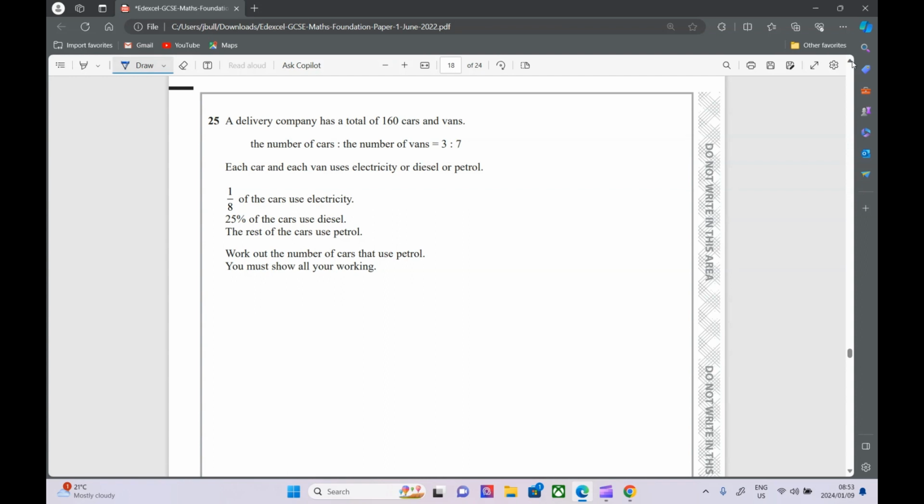Okay, so the question like this, they're throwing a lot of information to you. What we're going to do is break it down step by step. They're asking us a question about cars. So first of all, we need to know how many cars do they have. So let's have a look at this ratio. So we have cars to vans in a ratio of 3 to 7. And they tell us in total there are 160.